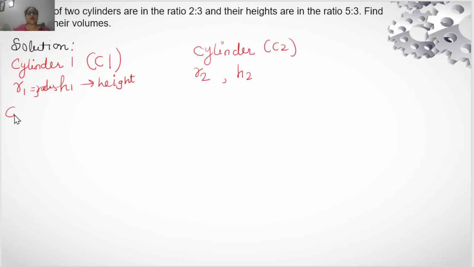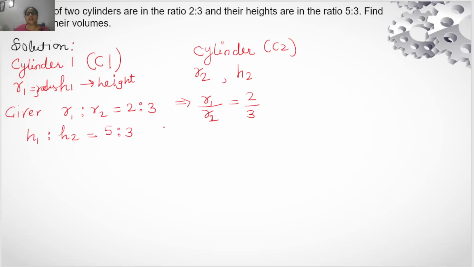Now what is given to us? Given is R1 ratio R2 equals to 2:3. We can convert it into fraction, that will come R1 upon R2 equals to 2 upon 3. Similarly, if you just see the ratio of height is given, H1 ratio H2 equals to 5:3. Change it into fraction, so it will come H1 upon H2, that is 5 upon 3.